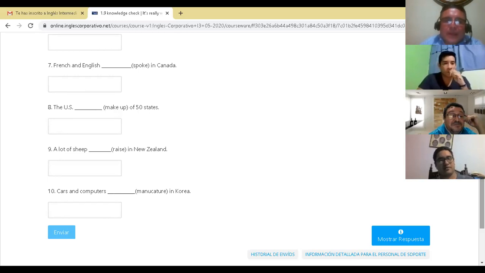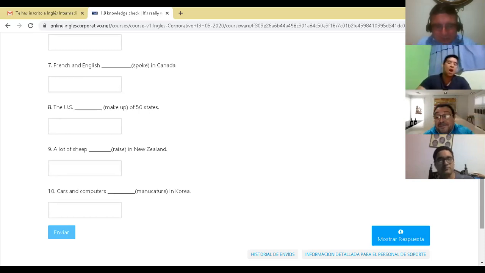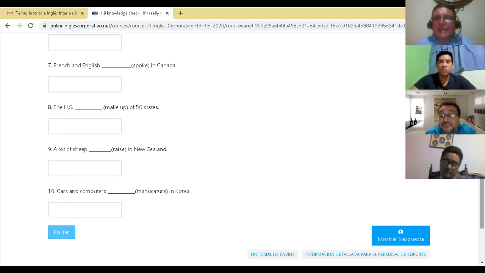Okay. And the last one, cars and computers are manufactured in Korea. And just keep something in mind: sometimes when we pronounce the ED in the past form, we get the sensation that the person is not pronouncing the D or the T sound, but they do. It is pronounced. So you say cars and computers are manufactured in Korea.